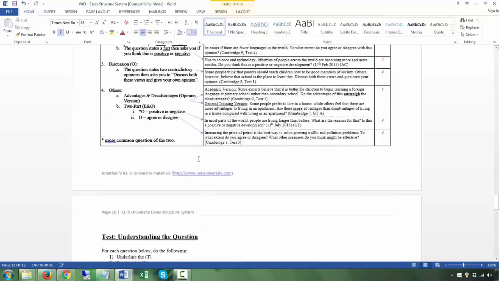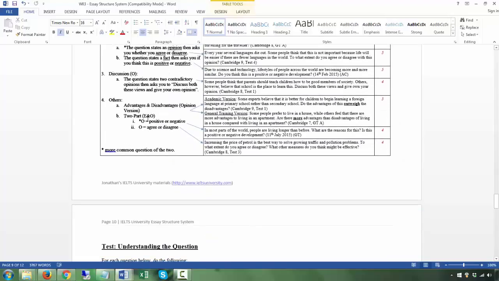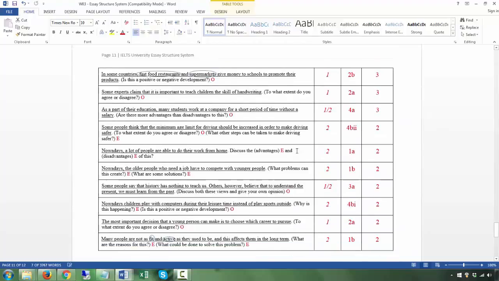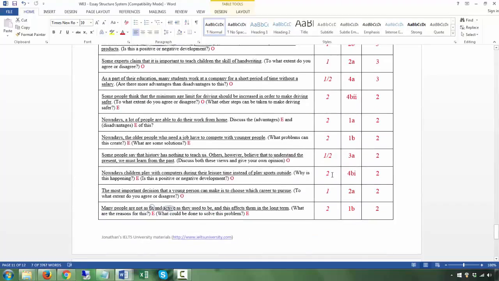Which kind of question is this? This is positive or negative. You have an E and then an O. Okay? And the way you answer it is 2 body paragraphs. The first one addressing this, the second one addressing this, where you take a stand. You have to take a stand whether it's positive or negative, either one, and then you give 2 reasons why it's positive or negative. Okay.